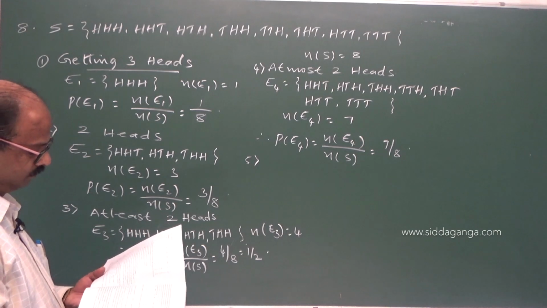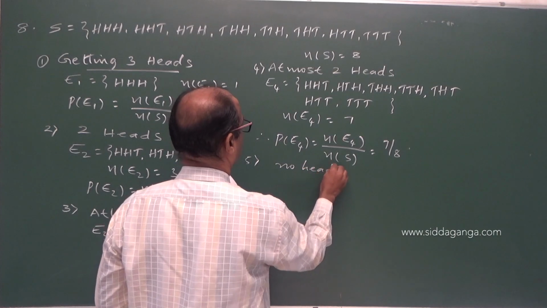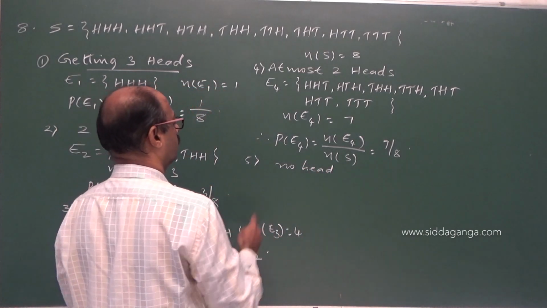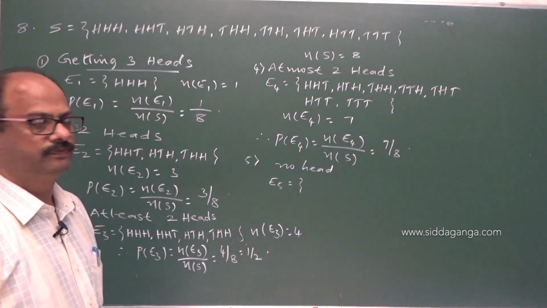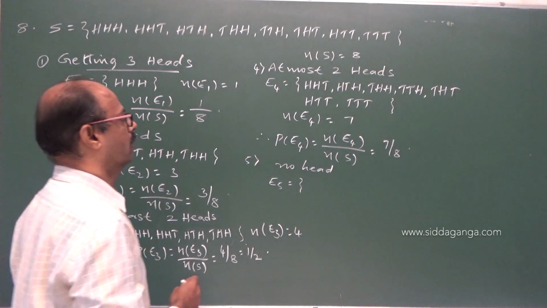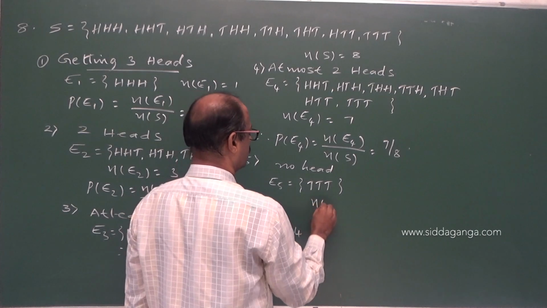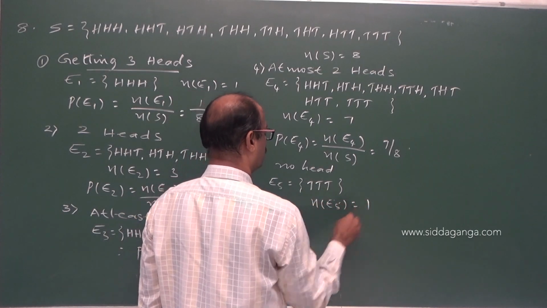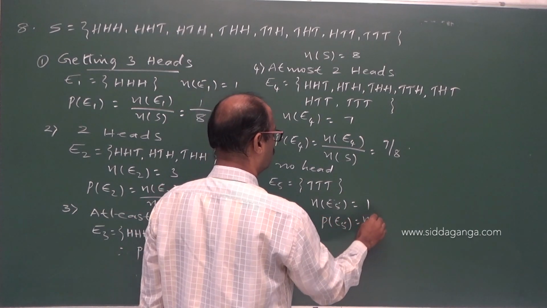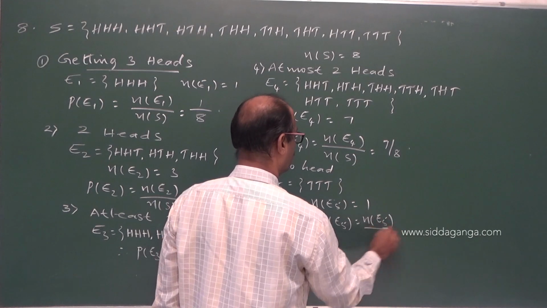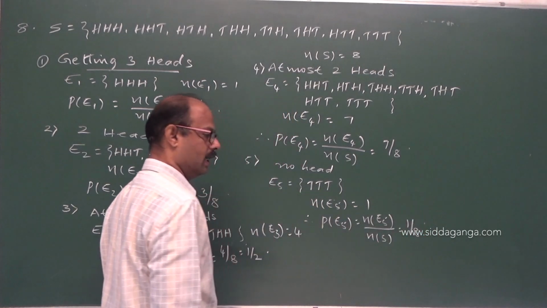Number 5. No head. E5. No head means there should be no head at all. The one that has no head at all, you will get T T T. That is n of E5 is equal to 1. Therefore, P of E5 is equal to n of E5 divided by n of S. That is 1 divided by 8.